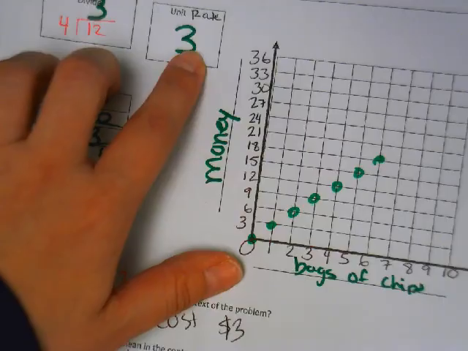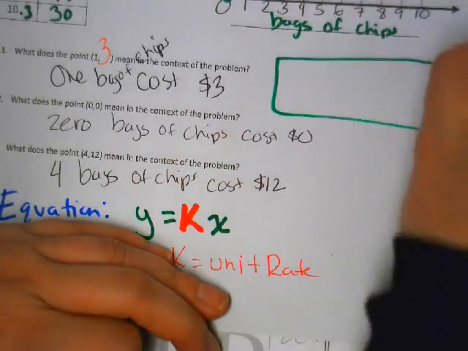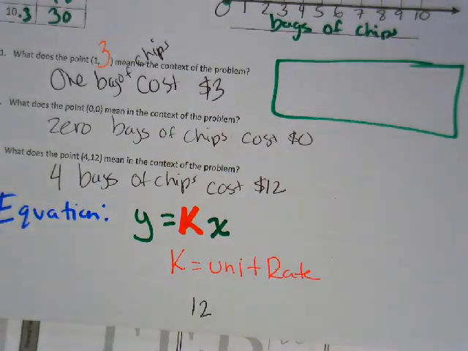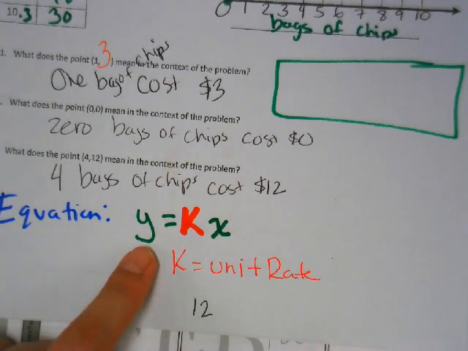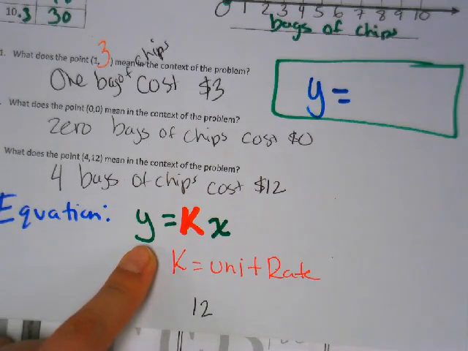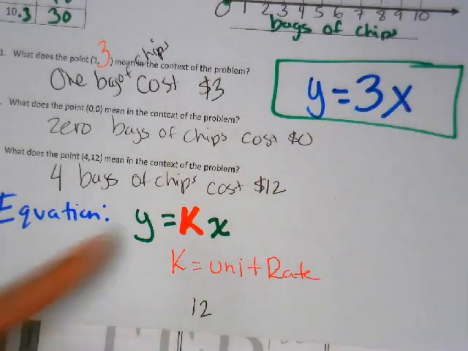3, right? So we're going to write our equation now. I'm going to put a little box so I can see my equation. What do we always start our equation with? Y. Y equals K, but instead of K, we're going to use our unit rate. What's our unit rate? 3. And then we always end it with an X.